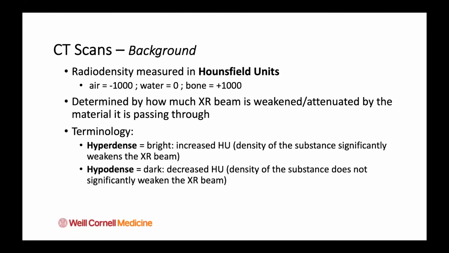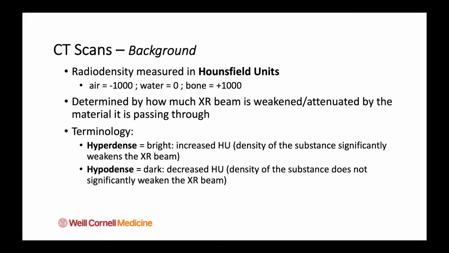Essentially, it uses X-ray beams from multiple angles. It's usually a donut-shaped machine the patient goes into. What you're seeing is how much the X-ray beam is weakened, or attenuated, by the material it's passing through. If it's air, it's not very weakened because it's low density, so that would be hypoattenuated. If it's something solid like bone, dense material, it's going to be hyperattenuated, or bright. That's the terminology we use to describe it.